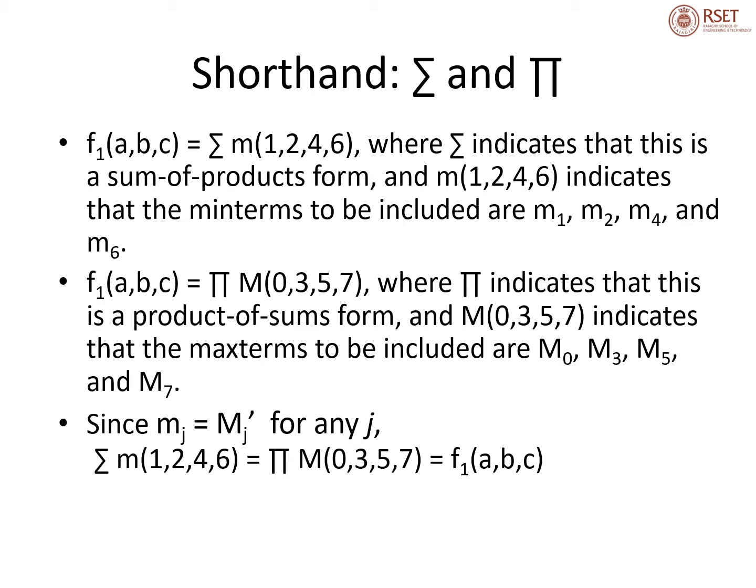The sigma indicates that this is the sum of product form, and the small m 1, 2, 4, 6 indicates that the minterms to be included are m1, m2, m4 and m6. The same function can be represented as the product of sums. So the shorthand notation is f1(a, b, c) = pi capital M of 0, 3, 5, 7. There the pi indicates that this is the product of sum form, and the capital M 0, 3, 5, 7 indicates that the maxterms to be included are M0, M3, M5 and M7. So we could see there is a relation, they both represent the same function f1.